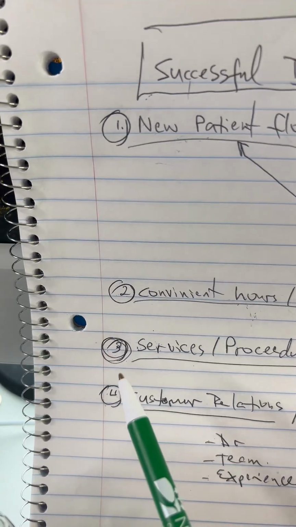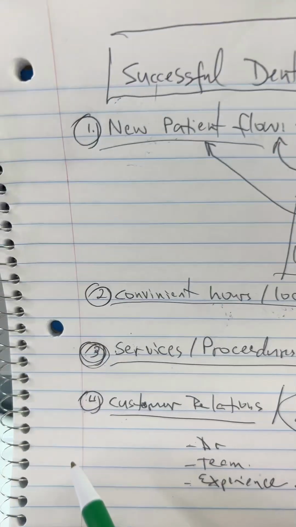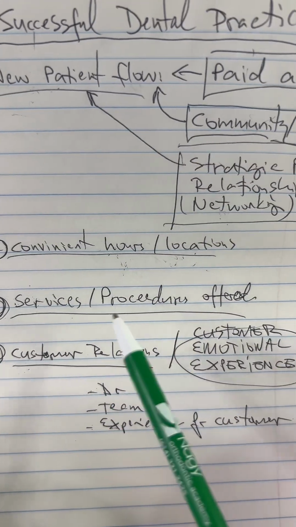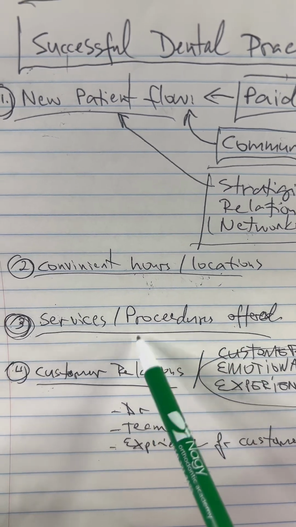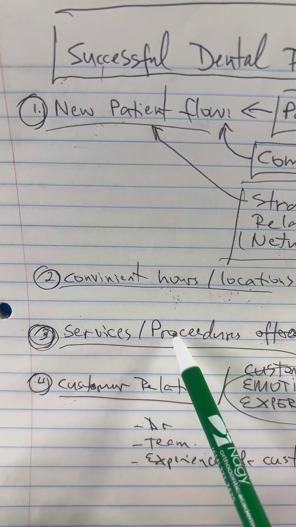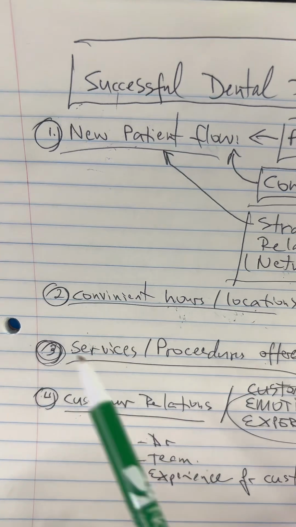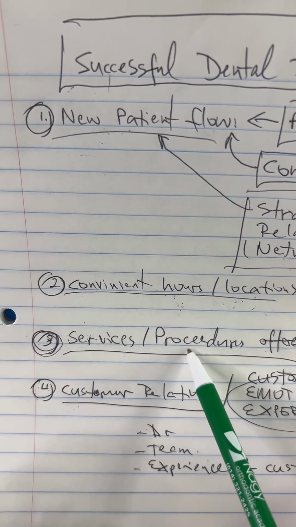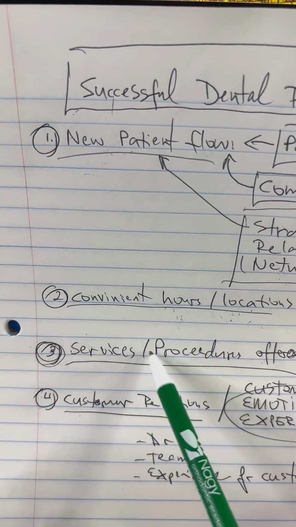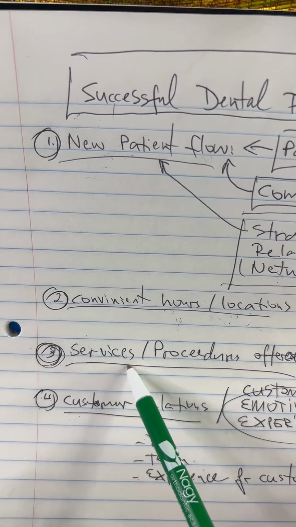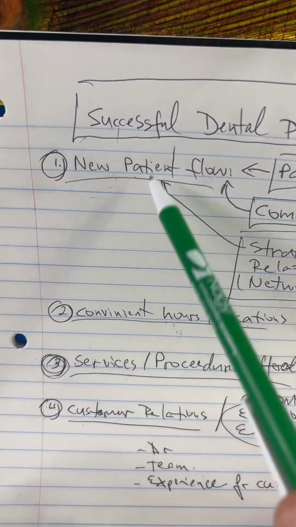Now, the third thing that's very important for a successful dental practice is what kind of services and procedures do you offer? The more services and procedures you offer, of course, the better your practice will do, because the fewer new patients you will need and the more income you will be able to generate by offering those procedures. So there's a trade-off here. For example, the fewer procedures and services you offer, the more new patients you will need.